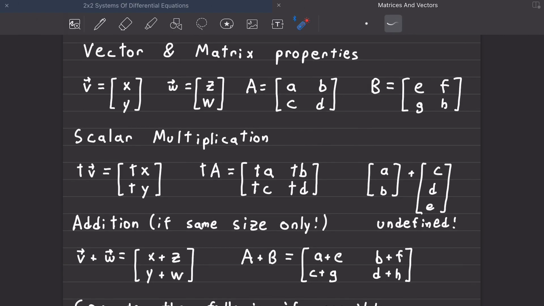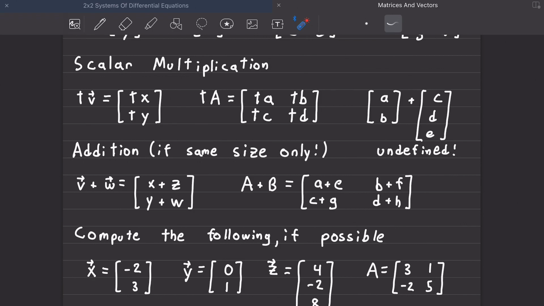So over here, we've just said that v plus w, we can just add it component-wise. So it's x plus z on the top, and then we have y plus w on the bottom. And the same thing with matrices, because these are both 2 by 2 matrices, we can just say a plus e, b plus f, and so on and so forth. So those are two really important properties. In fact, they might seem very simple, but these two properties, scalar multiplication and addition, are two of the most important properties that come up in linear algebra again and again. So it's important to know why they work.